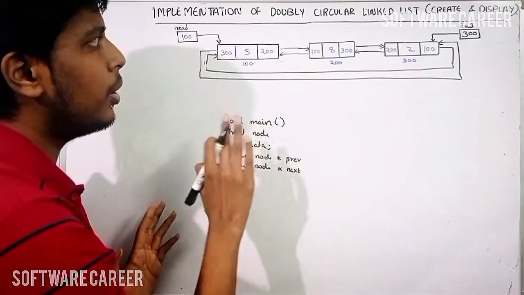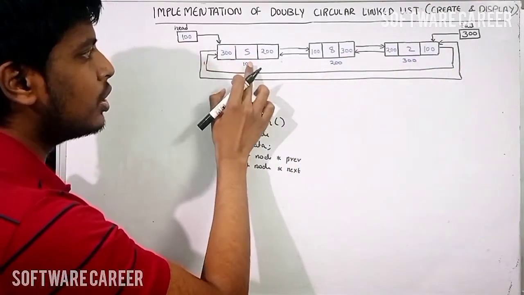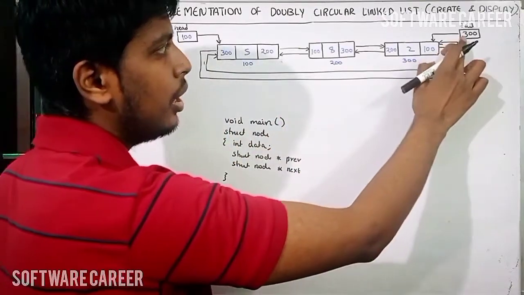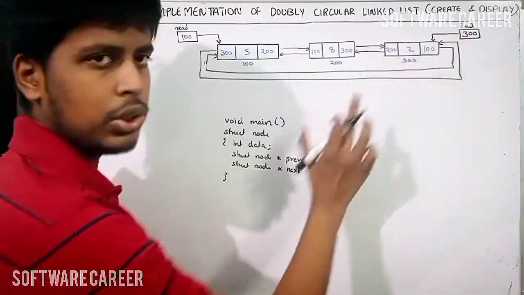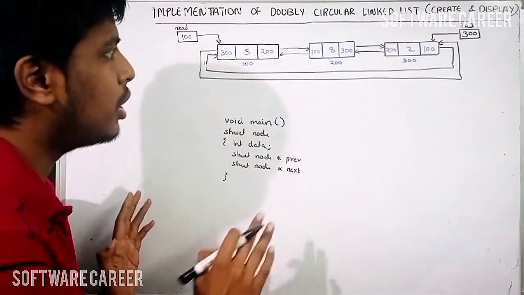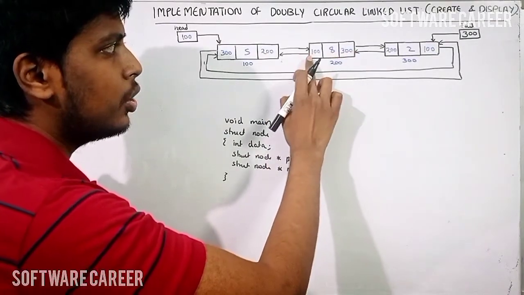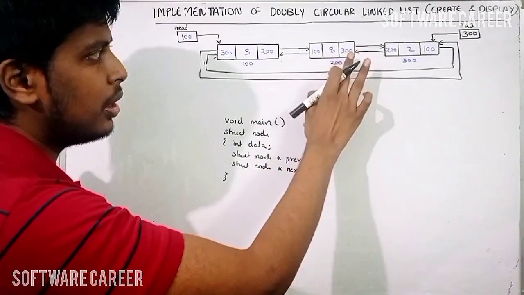There are two pointers called head and tail. Head is used to point towards the first node and tail is used to point towards the last node. So that's the concept of a double circular linked list. Now, what is the structure of each node? It contains three parts: data and two pointer parts, previous and next pointer.